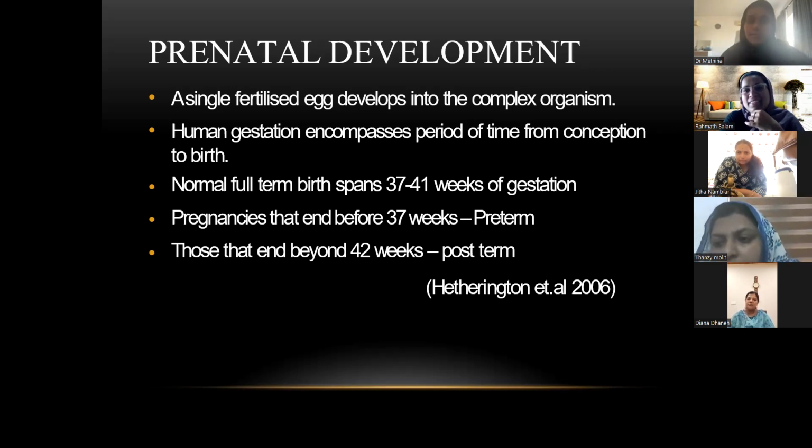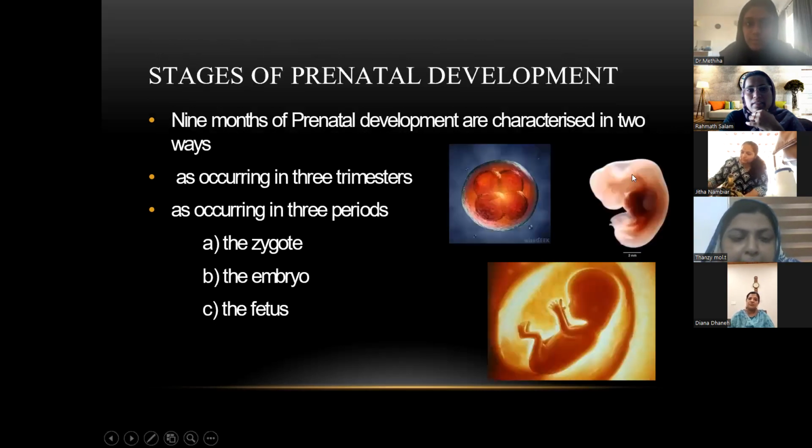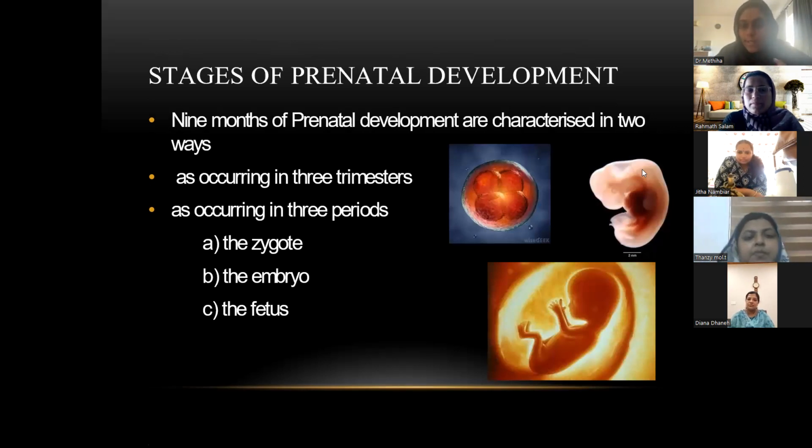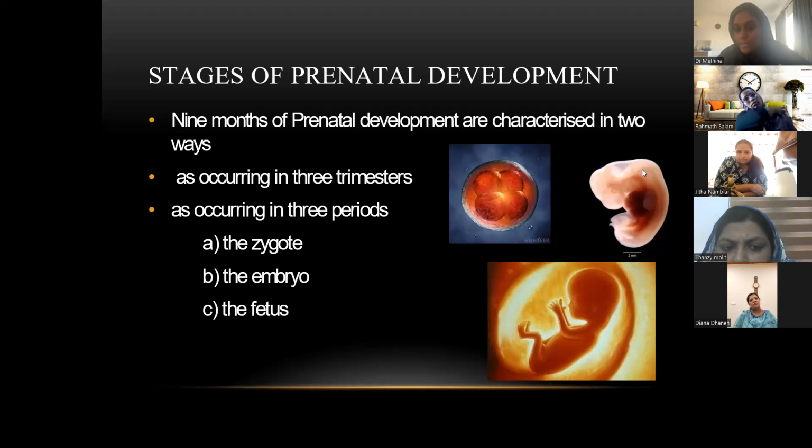Okay. Now we'll move on to the next slide. So, what are the stages of prenatal development? As you all know, pregnancy is between 9 and 10 months. It can be characterized in two ways. The first way is that we can divide the pregnancy into 3 trimesters: the first, the second, and the third trimester. Each trimester consists of 3 months.